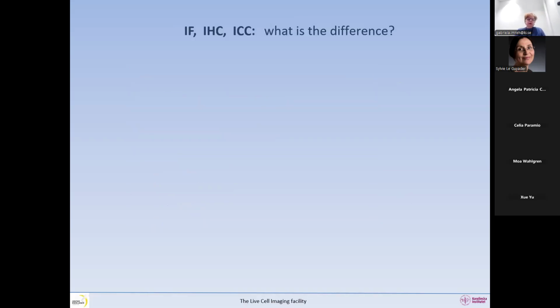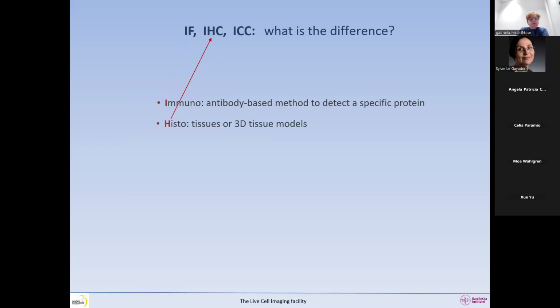So let's get started. In immunostaining, we quite often encounter the abbreviations IF, IHC, ICC. So what is the difference? The I in all of these abbreviations comes from the word immuno, which means that the assays are an antibody-based method to detect a specific protein. The H in IHC comes from the word histo, which means that we will work with tissues or 3D tissue models.